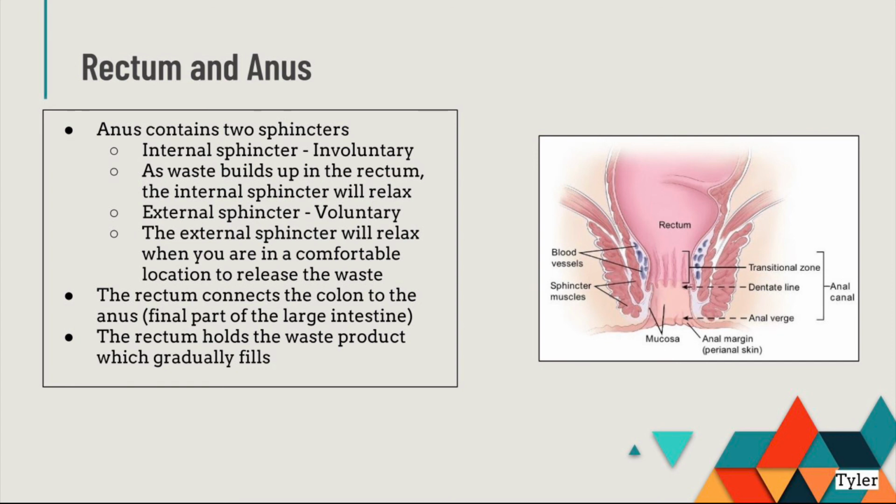Now, coming to an end of the cycle, the anus contains two sphincters, which are the internal sphincter and the external sphincter. As waste builds up in the rectum, the internal sphincter will involuntarily begin to relax. The external sphincter will then relax once you're in a comfortable location to do so, making it a voluntary function. The rectum is what connects the colon to the anus, which makes it the final connection of the large intestine, and this will hold the waste products, which will fill up over a course of a few days, causing the internal sphincter to relax more and more.